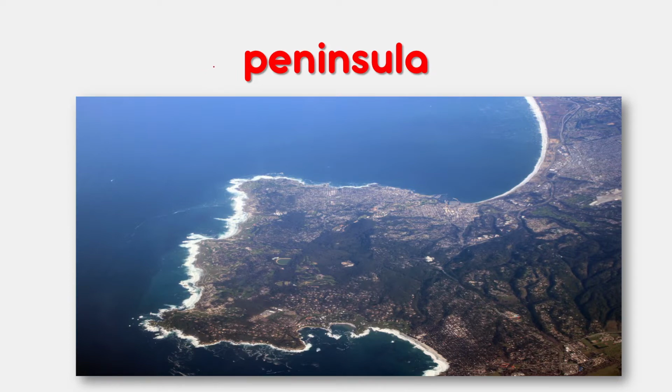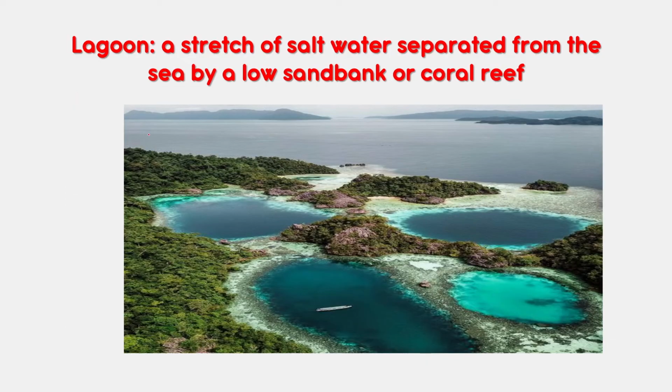What is a peninsula? So dear readers, a peninsula is the opposite of a bay. If a land structure is surrounded by sea on three sides, then it becomes a peninsula. Similarly, we have to know about the lagoon. What is a lagoon? It's a stretch of salt water separated from the sea by a low sandbank or coral reef.